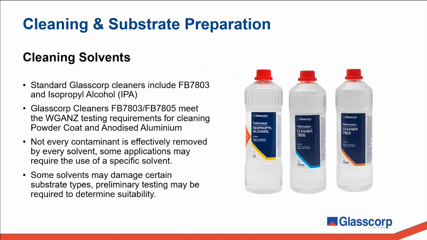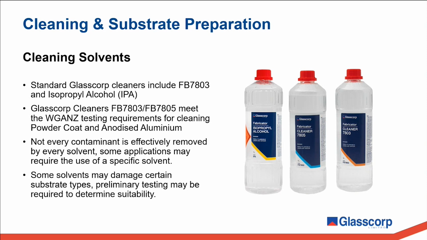As I mentioned previously, for non-porous substrates, especially, cleaning solvents are typically required to prepare a surface before applying sealant. At Glasscorp, the two common cleaners we supply are 7803 and isopropyl alcohol, or IPA. 7803 and 7805 meet Window and Glass Association testing requirements for cleaning powder-coated and anodized aluminium. So for these substrates, they're used as standard. The difference between 7803 and 7805 is 7805 has a slower flash-off time than 7803. IPA, on the other hand, is a bit less harsh than these cleaners. It's typically used on glass.